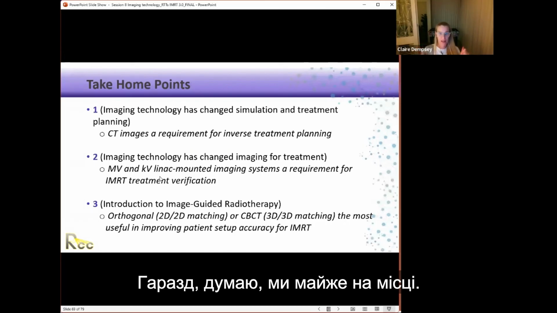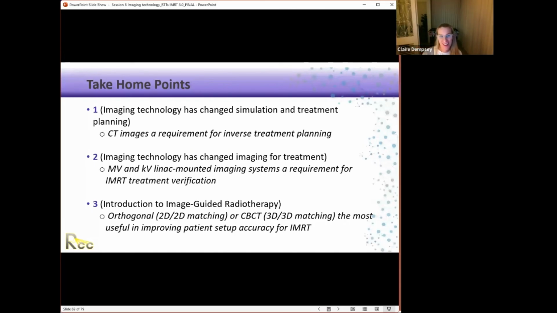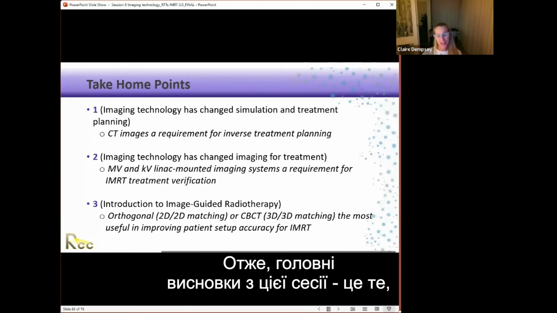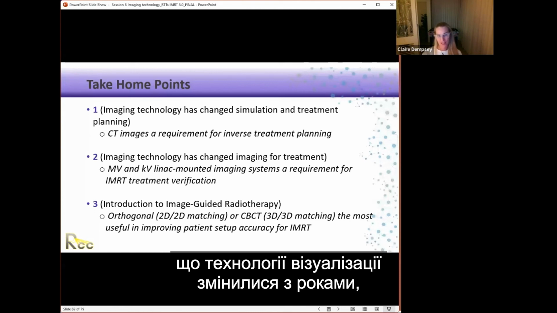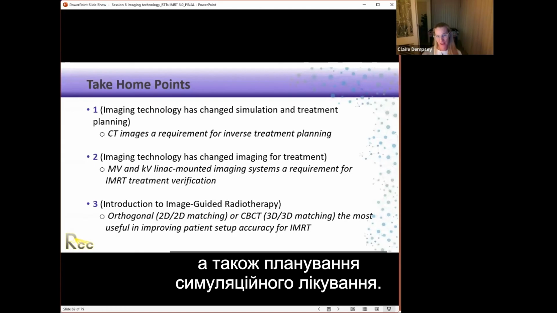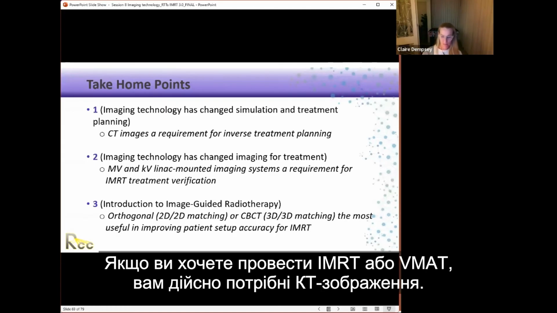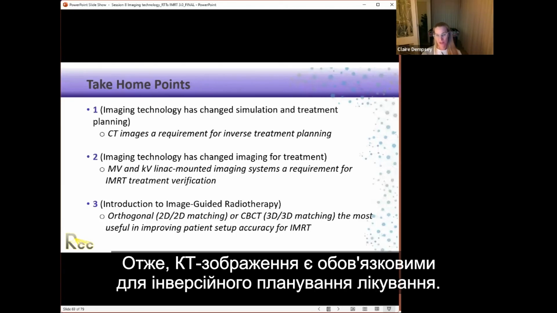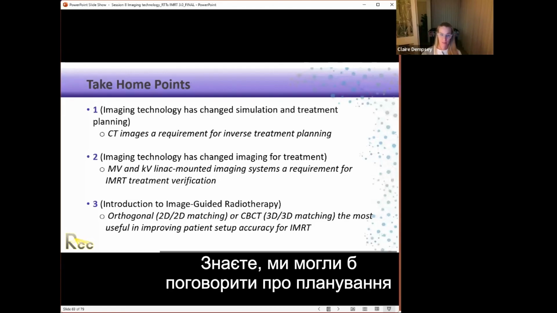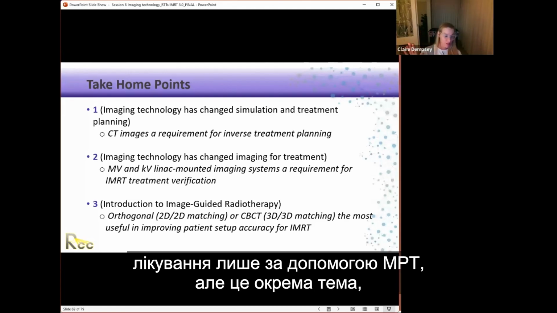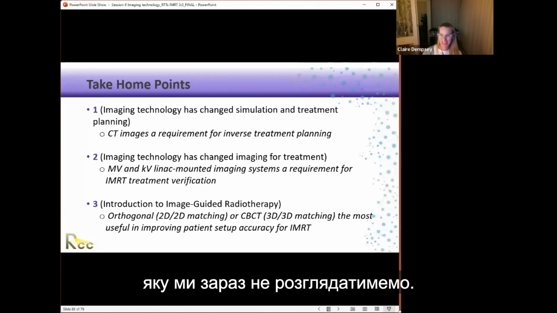All right, I think we're nearly there. So just really the take-home points from this particular session is obviously imaging technologies has changed over the years for simulation treatment planning. If you want to do IMRT or VMAT, you really need CT images. So CT images are a must for inverse treatment planning. We could talk about MR only treatment planning. That's a whole other session that we won't be going into at this point.